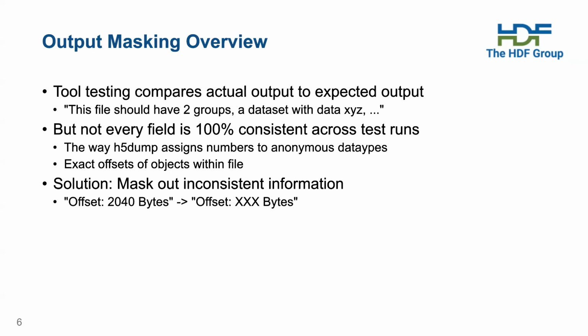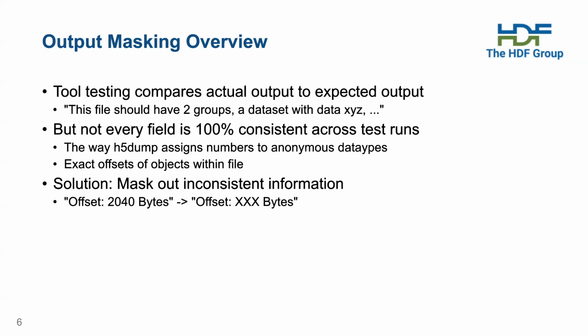But there are a couple edge cases where not every field is guaranteed to be 100% consistent. One thing is that H5dump assigns these numbers to anonymous data types. And the way that's done isn't consistent in a publicly accessible way. So certain internal changes could change that, or the active VOL connector could change that. Another thing is the exact object offset of certain objects within the file isn't always 100% consistent. And so there can be issues where seemingly nothing has changed and everything is still valid, but you're seeing test failures because some object is a few bytes off from where it was when the reference file was generated.